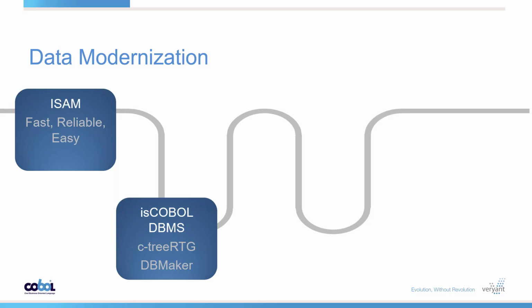However, there is an extension that you can purchase called C-tree RTG Enterprise, and that gives you more database features, for instance, SQL access to your data, expanded transaction processing, and real-time replication.